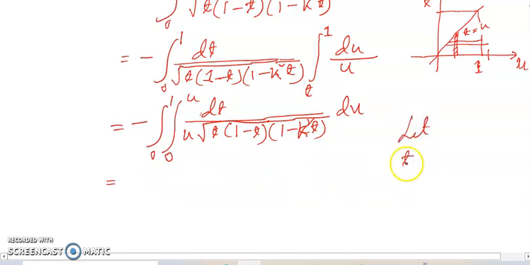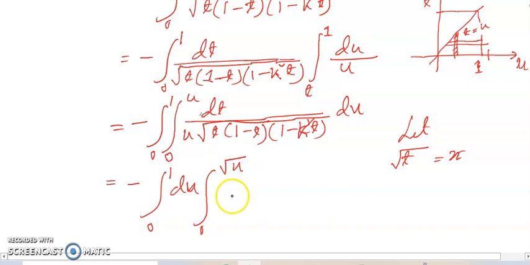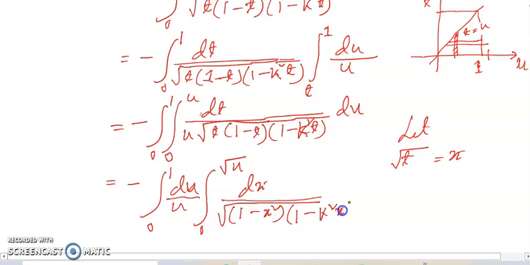Let root over t equal to x. So I can write minus the integral from 0 to 1 du, and the integral from 0 to root over u dx, and du by u I can write. So dx du by u I can write here: dx divided by root over (1 minus x squared)(1 minus k squared x squared).